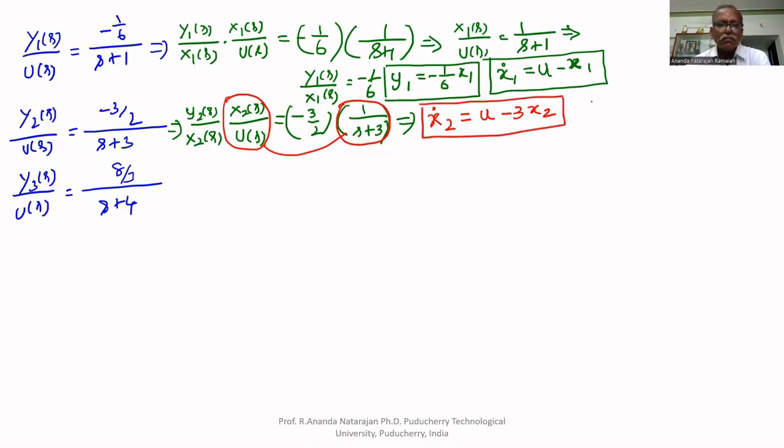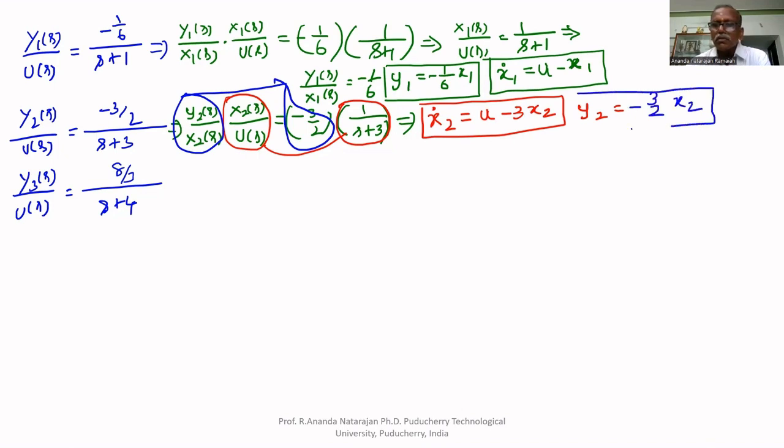Here, you will get y2 equal to... you combine this and this. Combine this and this, you will get y2 equal to minus 3 by 2 x2. This is another equation.